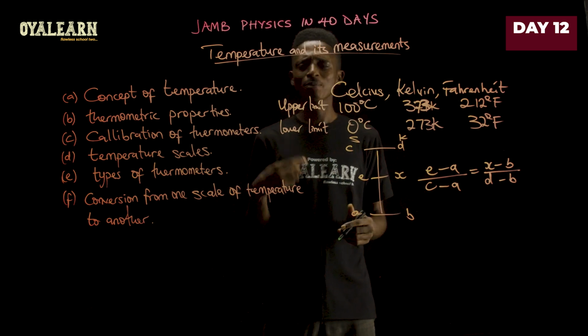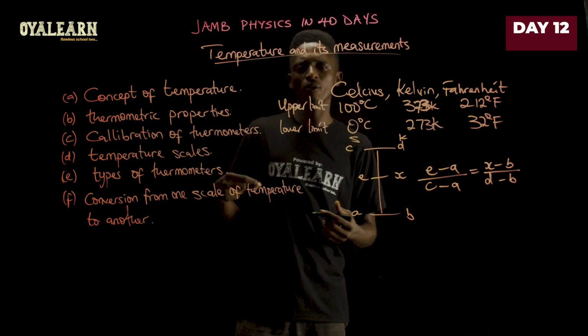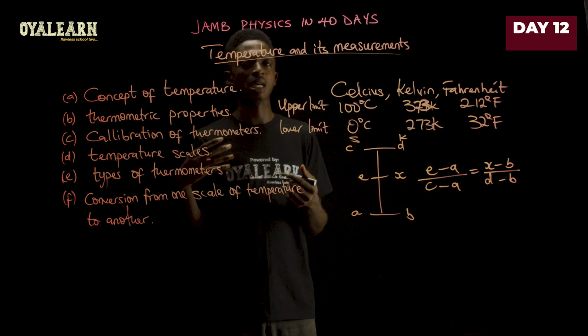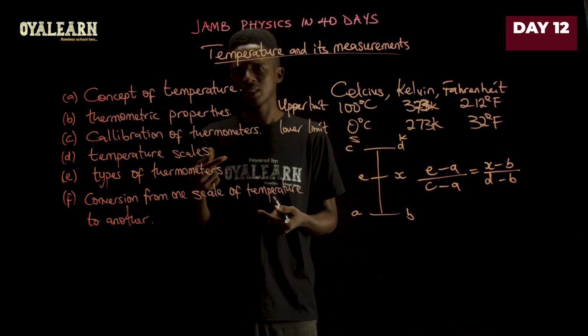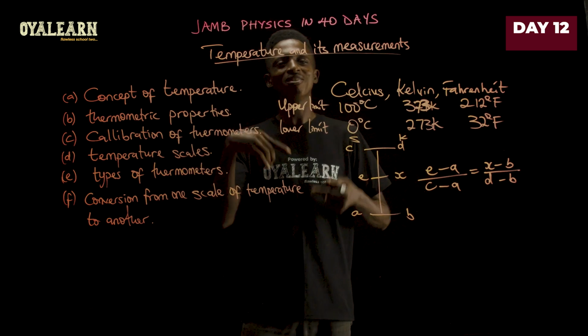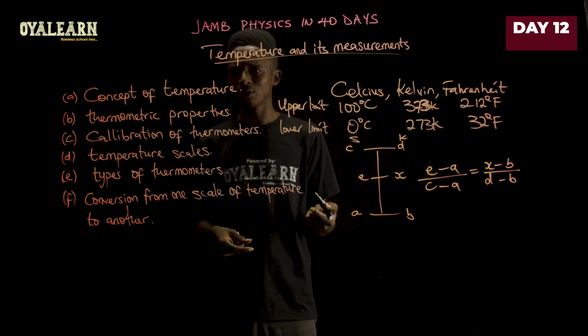And especially when you are working with questions, because Jamb likes to set this a lot, where they tell you there is a faulty thermometer which has, for example, the melting point at 2 degrees Celsius and the boiling point at 100 degrees Celsius, and they're asking you to find the real temperature when that faulty thermometer is reading, for example, 51 degrees Celsius.